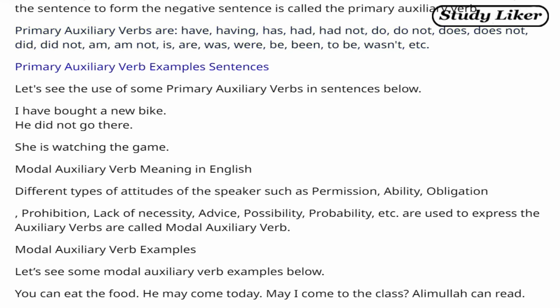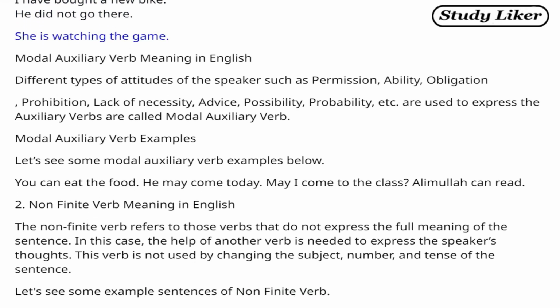Primary auxiliary verb example sentences. Let's see the use of some primary auxiliary verbs in sentences below. I have bought a new bike. He did not go there. She is watching the game.